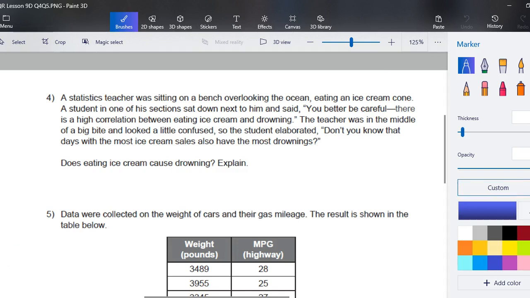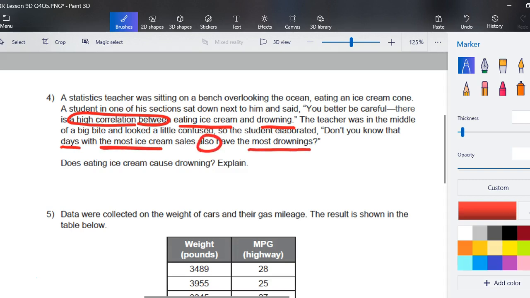Question 4 is talking about a statistics teacher who was sitting on a bench overlooking the ocean, eating an ice cream cone, and a student in one of his sections sat down next to him and said, "You better be careful. There is a high correlation between eating ice cream and drowning." The teacher was in the middle of a big bite and looked a little confused, so the student elaborated, "Don't you know that the days with the most ice cream sales also have the most drownings? So therefore, do you think that eating ice cream causes drowning?"